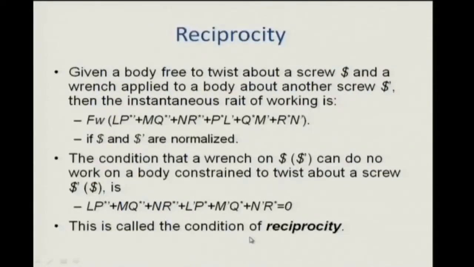And anyway, we now introduce this concept called reciprocity. So if you have a body which is free to twist about a screw, can you give me an example of that? The door, right, that is free to twist about a screw which passes along the hinges. It's the most common. Then you also have screws, but let's take that. So it says that a wrench is applied to the body about another screw.